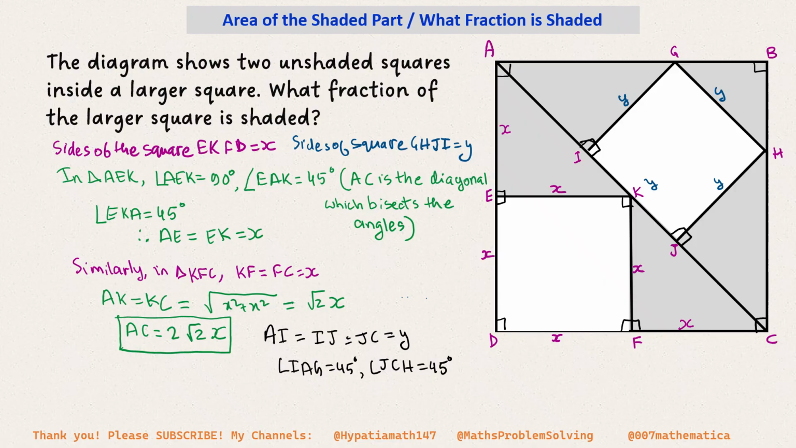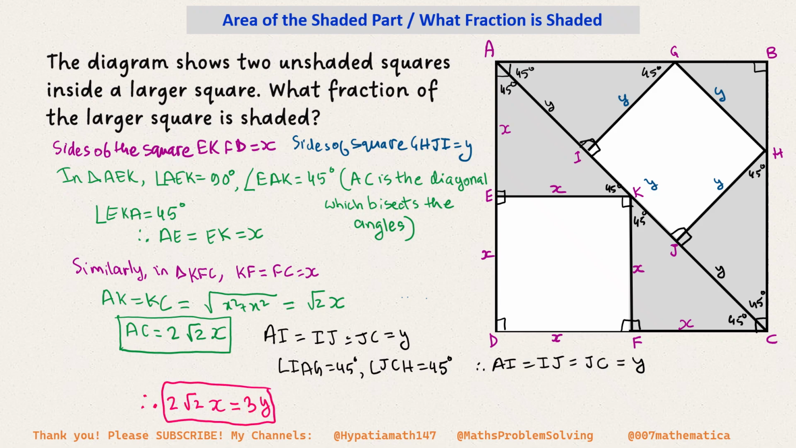And yeah, I've marked the 45 degrees. So now what we can comfortably say is that 2 root 2x equals 3y, or AC equals 3y. So from here we get y in terms of x: y is 2 out of 3 times root 2x.